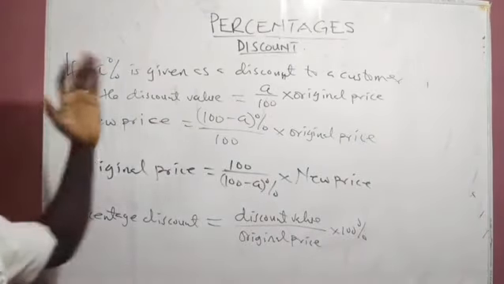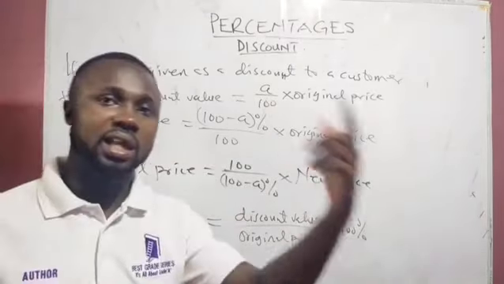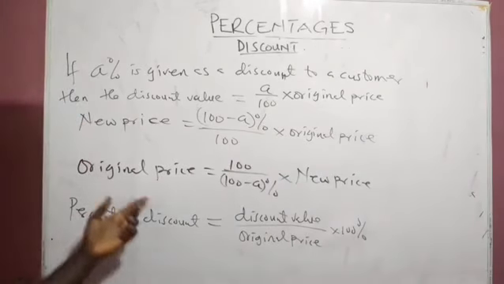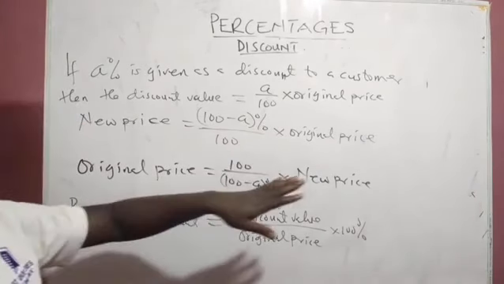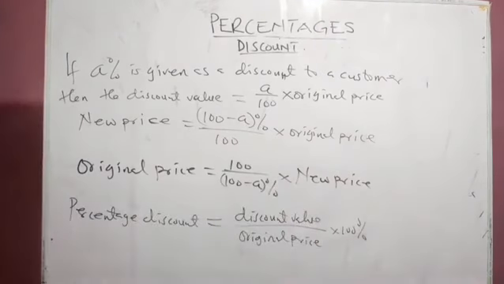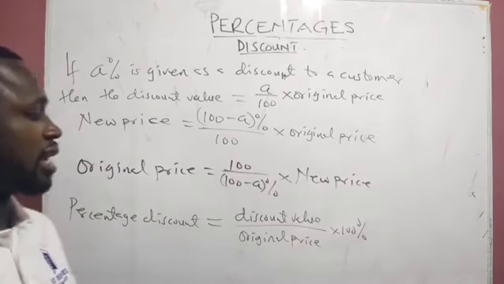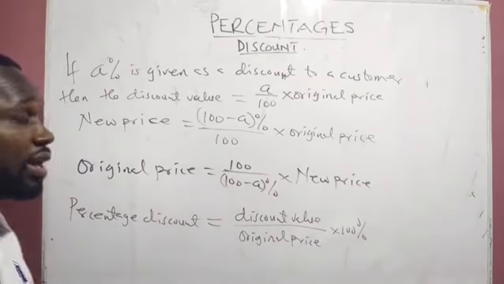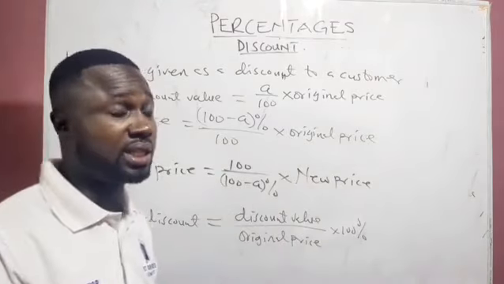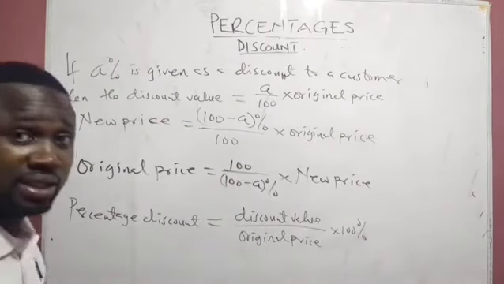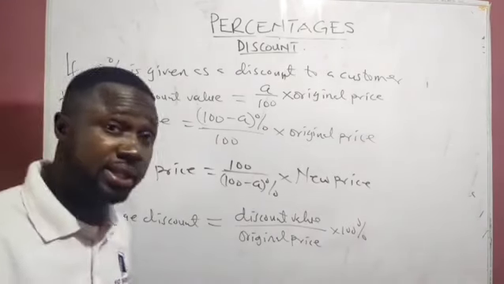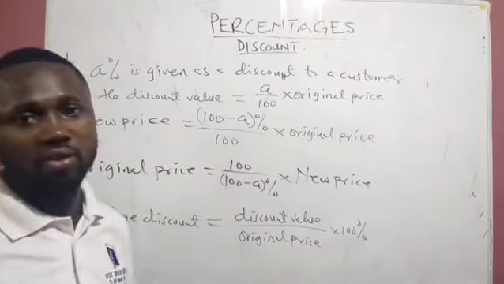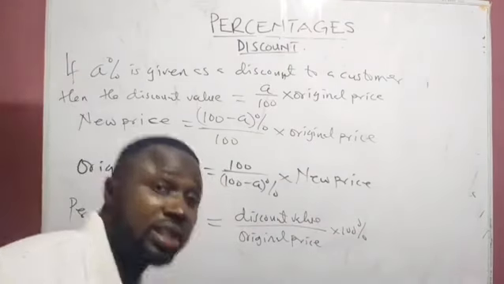If I'm buying something and I'm given a discount, the new value is: I subtract the discount from 100, divide by 100, times the original value. Sometimes you can be asked to calculate the original value: 100 over the percentage for the new price. And the percentage discount is the discount value over the original, times 100. So this is what we have, and this is very simple. Alright? If you understand the concept of percentages, there is no need for memorizing all this. What you should know is that always in percentage, the numerator is the percentage of the value you are looking for, and you are good to go. Alright, so let's clean up and answer some questions.